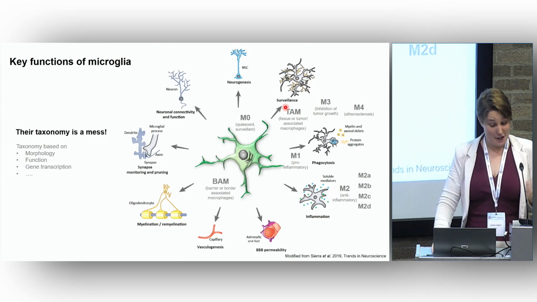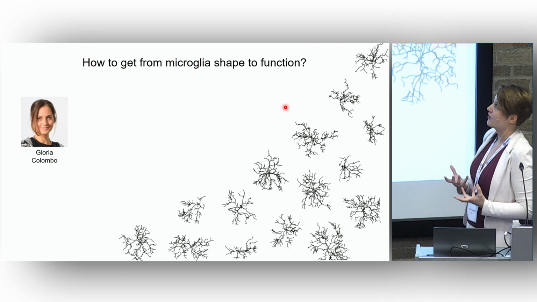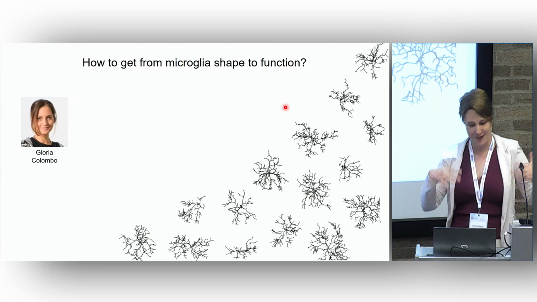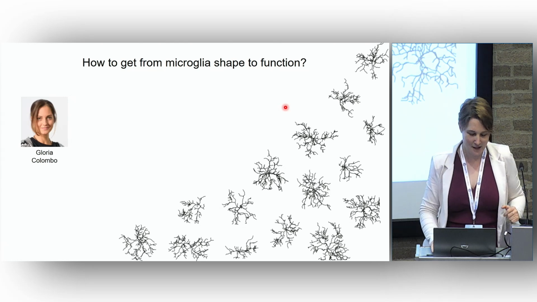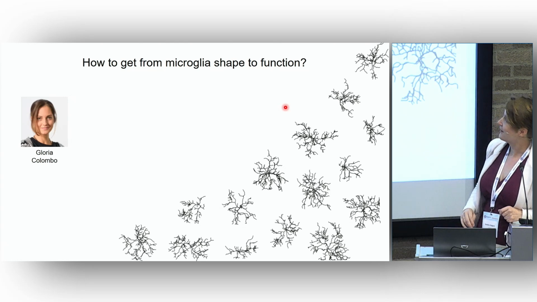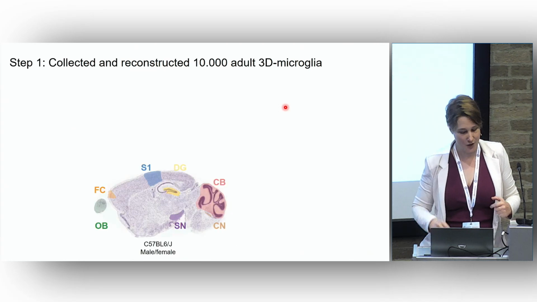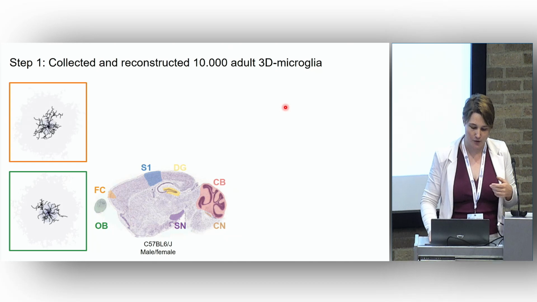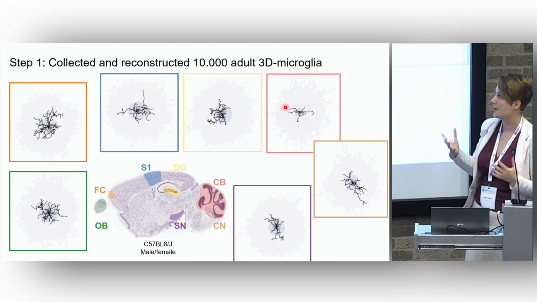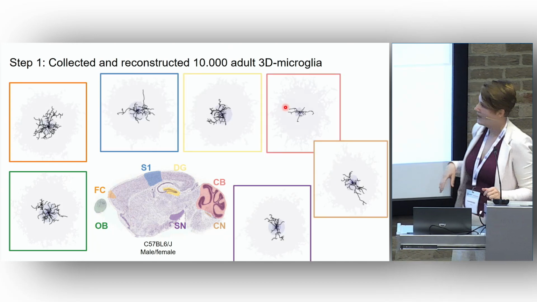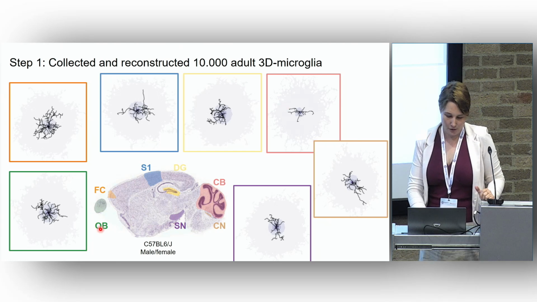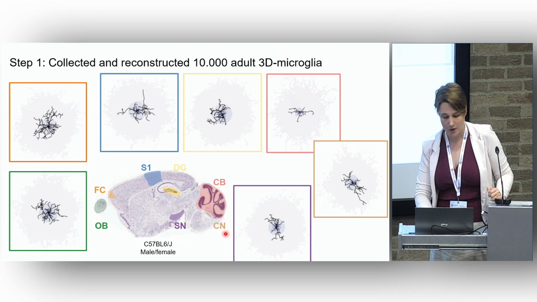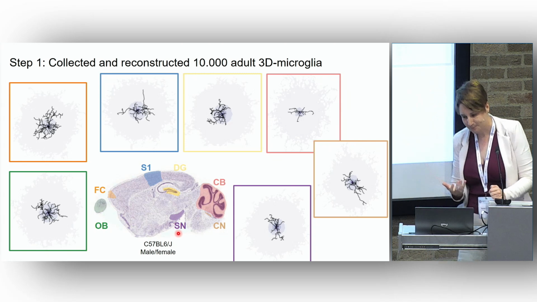So initially, driven by the question of how to get from microglia shape to function, I thought, let's first start with the morphology. Maybe it's not as bad as my first impression. My student Gloria started to look into these principles. She collected over 10,000 adult microglia shapes across 7 different brain regions, in biological triplicates for males and females, involving the olfactory bulb, frontal cortex, somatosensory cortex, dentate gyrus, cerebellum, cochlear nucleus, and substantia nigra.